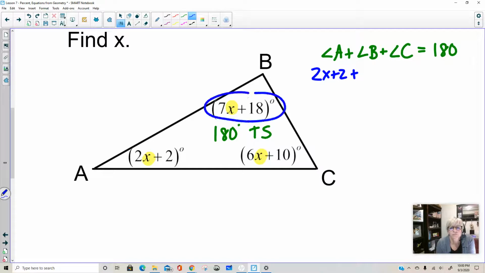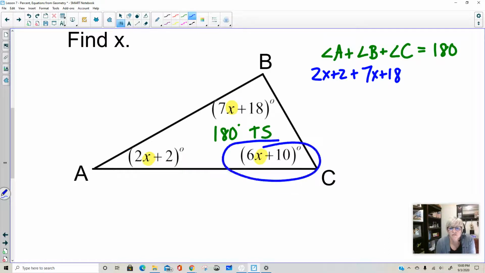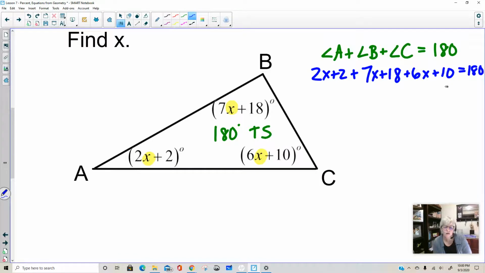And I trust you know what to do from this point. Add your like terms together. So let's add all our x's. We have 2 there, 7 there, and 6 there. So for 15, I believe, 15x. And then add our constants, 2 and 18, that's 20. And then 10 more for 30 equals 180. Okay, and then you have a nice simple equation to solve.